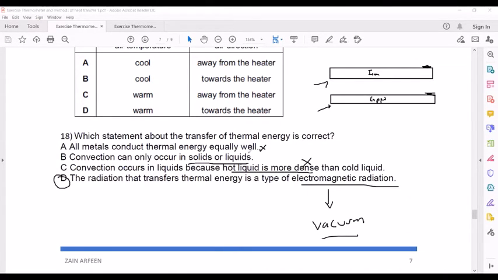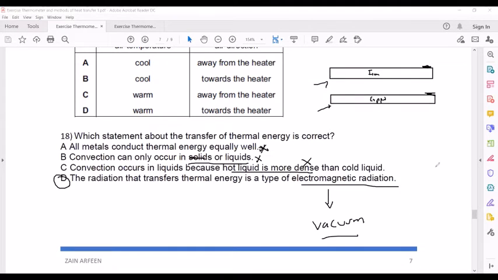Why is A not a correct answer? Because all metals do not conduct energy at the same rate. Convection does not happen in solids. It only happens in liquids and gases. And hot liquids are not more dense. They are less dense. The radiation that transfers thermal energy is a type of electromagnetic radiation.